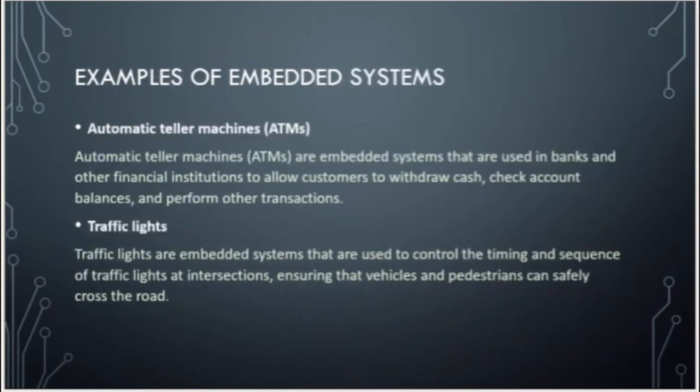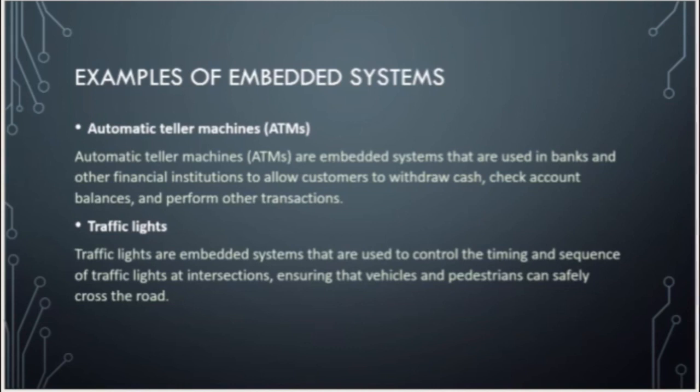The most common embedded systems that we see in everyday life are ATMs and traffic lights. These are very commonly seen and are used in daily life, and ATMs are used in banks and other financial institutions to allow customers to withdraw cash, perform transactions, and check account balances. We know that ATMs are very important and a vital part of our usual financial life.